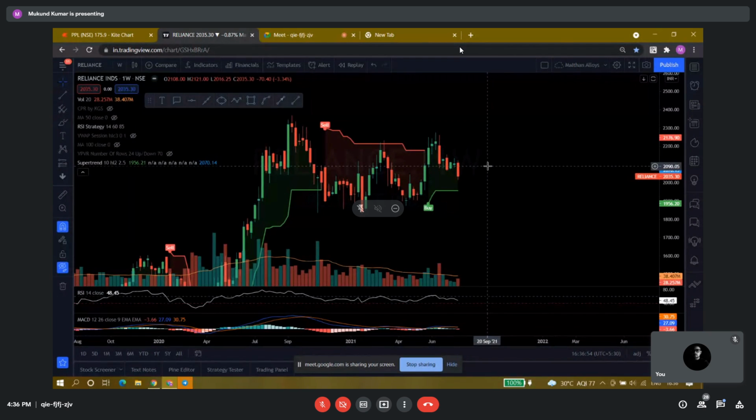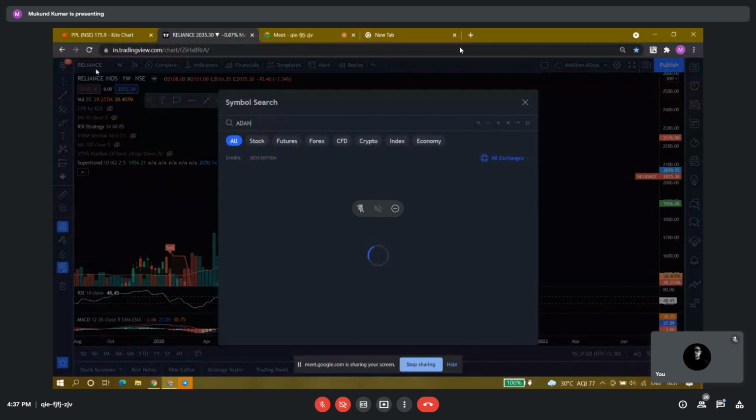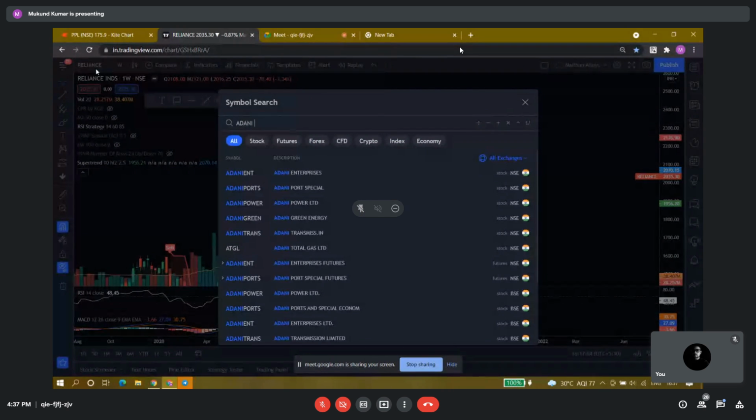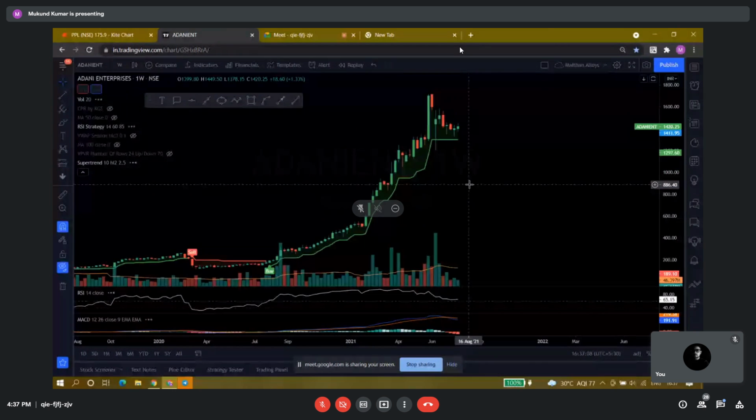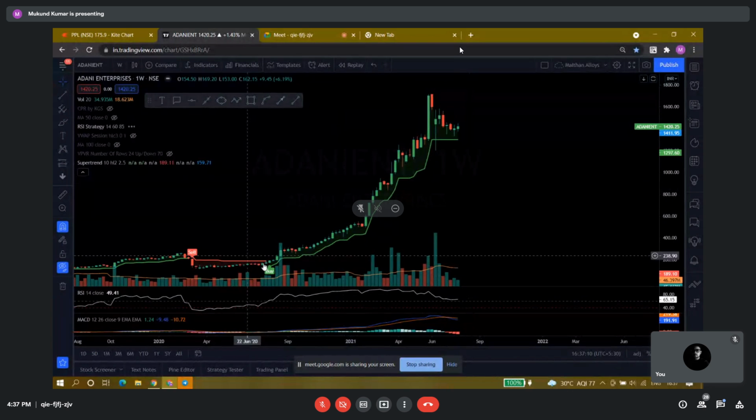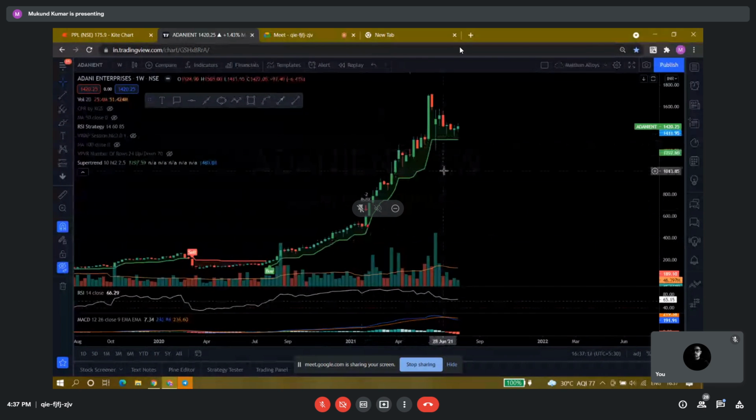Okay. And can we see any chart of Adani Enterprises, Adani Ports, or Adani Total Gas? Obviously, this super trend indicator will give you a very good view. See this super trend trailing concept. This is the beauty.